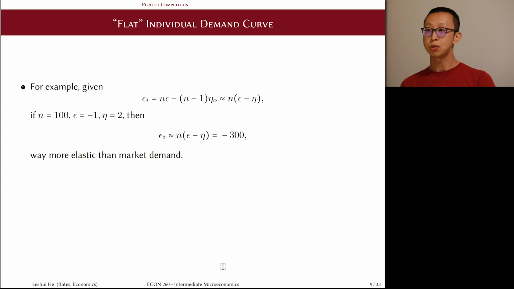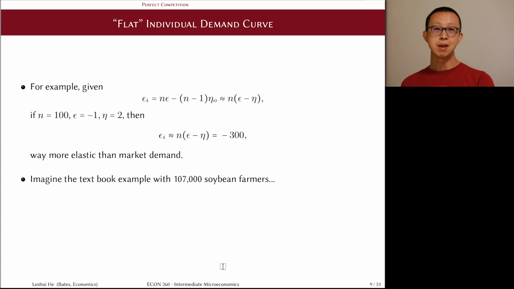But with 100 identical firms in this market, each individual firm's residual demand will decrease by 300% when the price increases by just 1%. That's incredibly sensitive to changes in price. Now imagine the residual demand for an individual farmer in the market with 107,000 soybean farmers in the US. The demand is super elastic for each individual farmer.